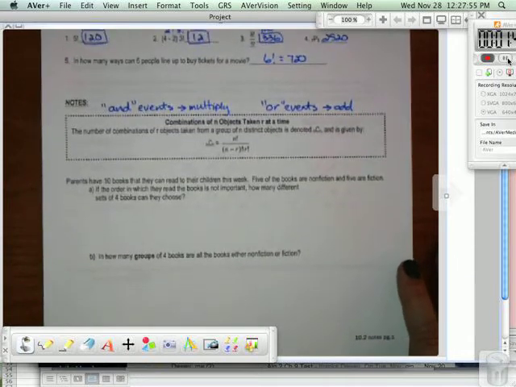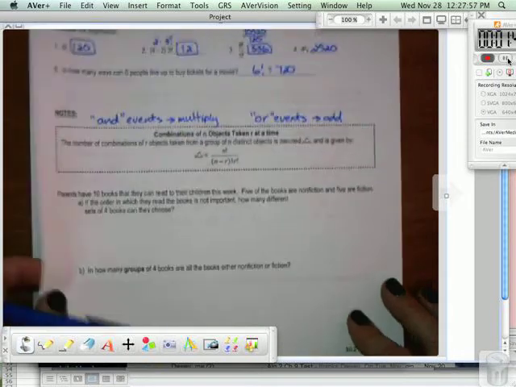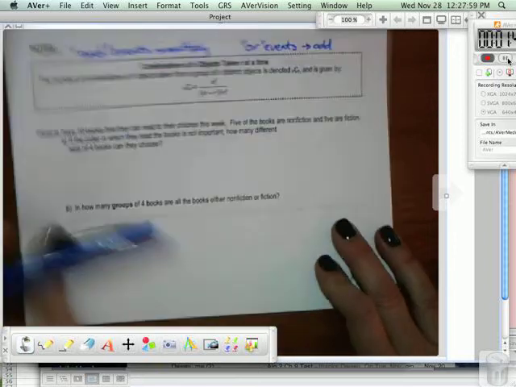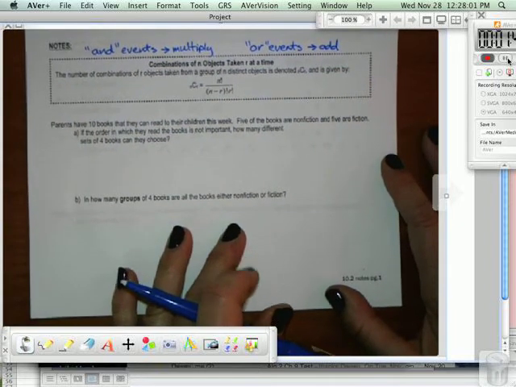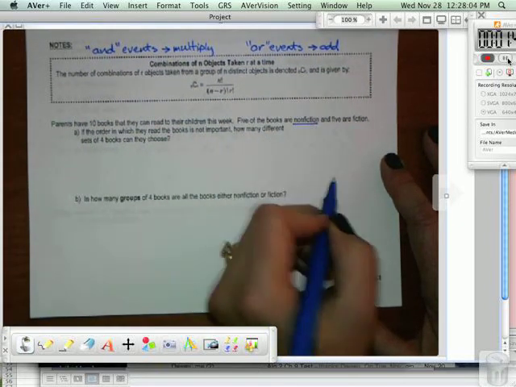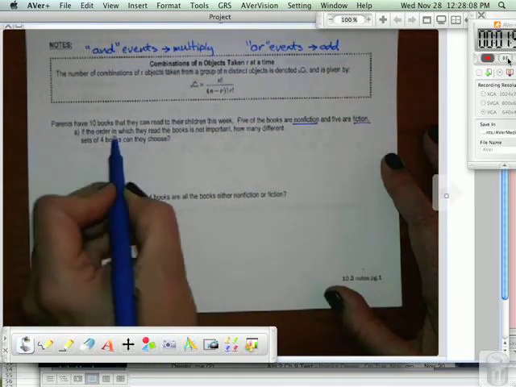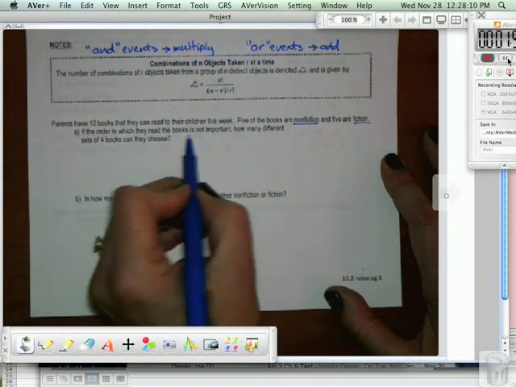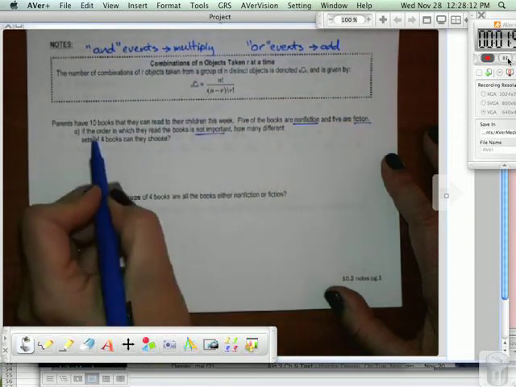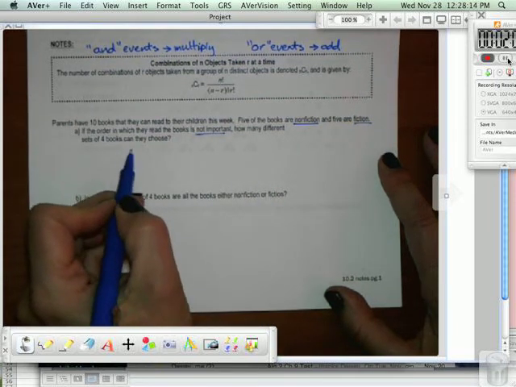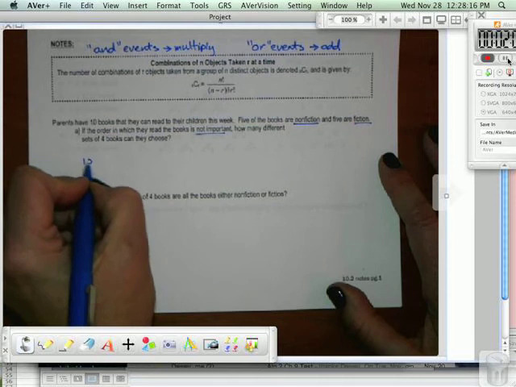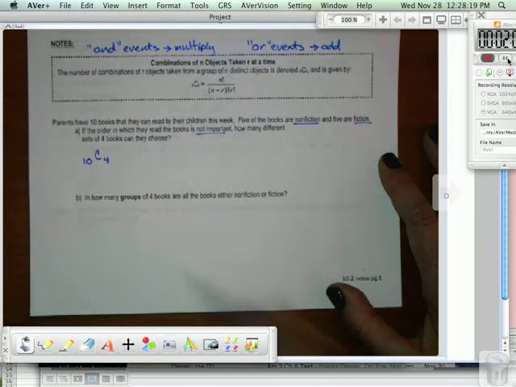Parents have 10 books that they can read to their children this week. 5 of the books are nonfiction and 5 of the books are fiction. If the order in which they read the books is not important, that tells you right there it's a combination. How many different sets of 4 books can they choose from? Well, you have 10 total, and you want to choose sets of 4.